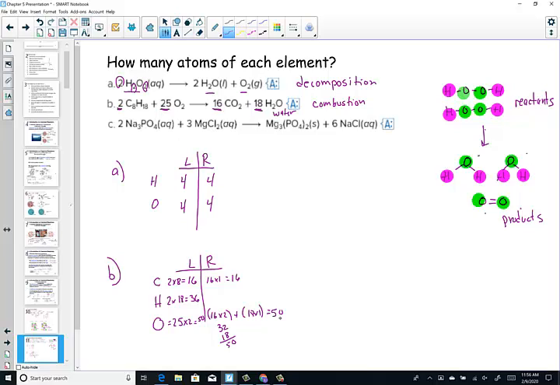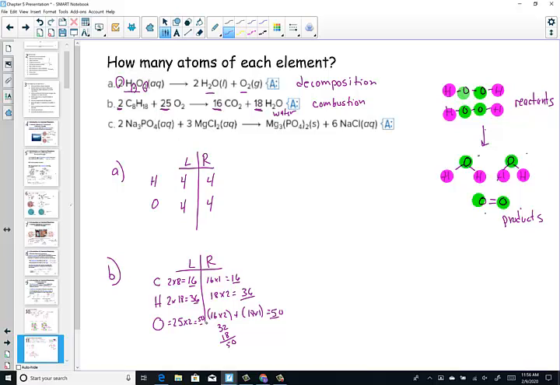Let's do the hydrogens next. Looks like there's 18 waters. Each of those has 2 hydrogens, so that's 36 hydrogens. We are indeed balanced. Same number of each atom on both sides of the arrow. Perfect.